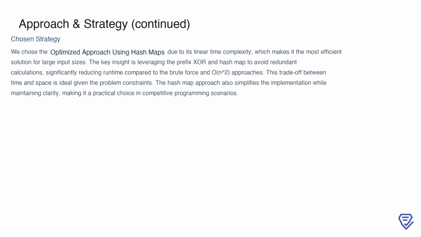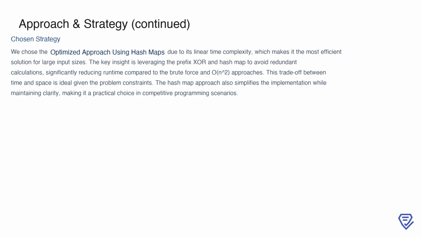The chosen strategy is the optimized approach using hash maps due to its linear time complexity, which makes it the most efficient solution for handling large input sizes. The key insight lies in leveraging the prefix XOR and hash map to eliminate redundant calculations, significantly reducing runtime compared to the brute force and O(n^2) approaches. This trade-off between time and space is well suited to the problem constraints, as the additional memory used for the hash map is minimal compared to the performance gains. Additionally, the hash map approach simplifies the implementation, making it both elegant and practical for competitive programming. By efficiently tracking prefix XOR values and their occurrences, this method allows us to solve the problem in a scalable and effective manner.